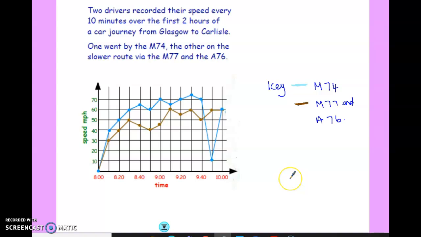Okay, let's see if we can answer some questions then about this one. Okay, so first question then, did the person travelling along the M74 break the speed limit at any point? If we look at here, it starts down here, there's our 70, which is a speed limit for the motorway, and at this time here, he broke the speed limit. So yes, he did. What time's that? There's 9:20, there's 9:40. So at 9:30, he broke the speed limit.